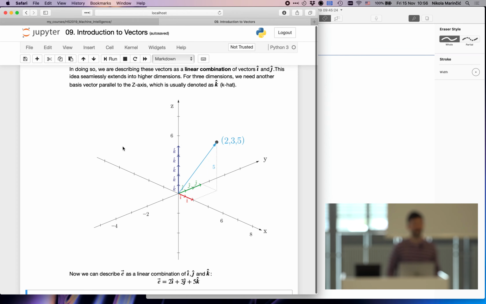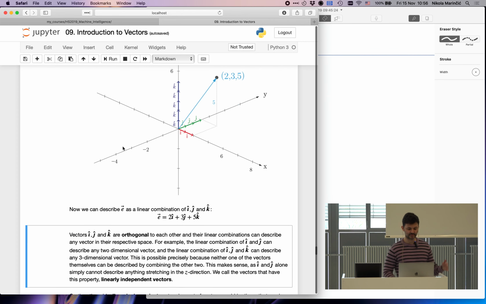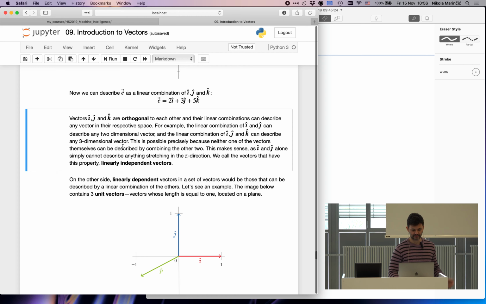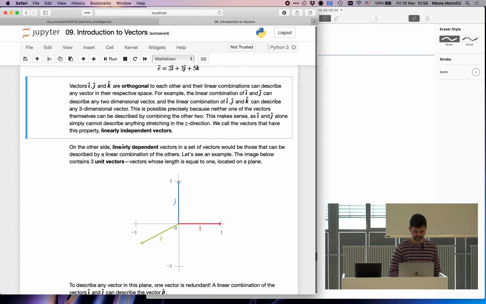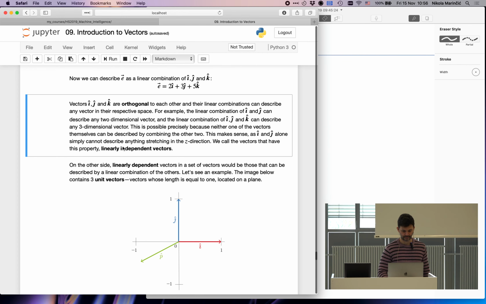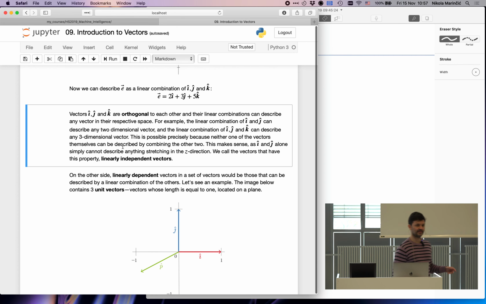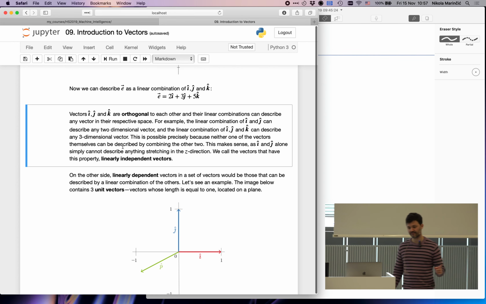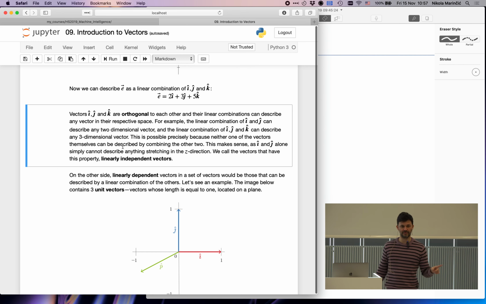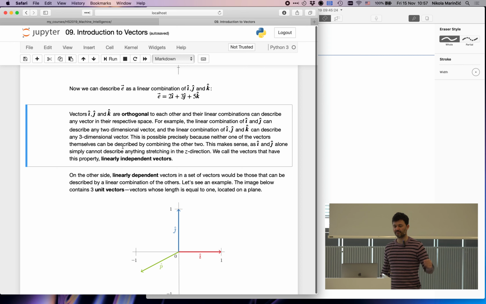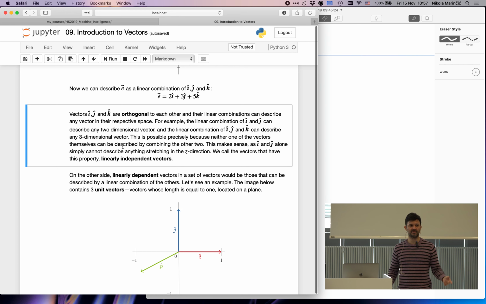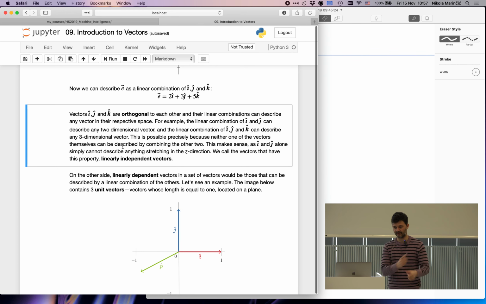Now we learned what is a linear combination. You take these basis vectors and you can create all the other vectors of them. So the first thing that you need to learn about these vectors is if they are orthogonal, for example, to each other. It's not necessary, but if they are orthogonal to each other, like I, J, and K, for example, you cannot use I and J to represent K, which is in the Z dimension. You simply cannot. They are useless for that.